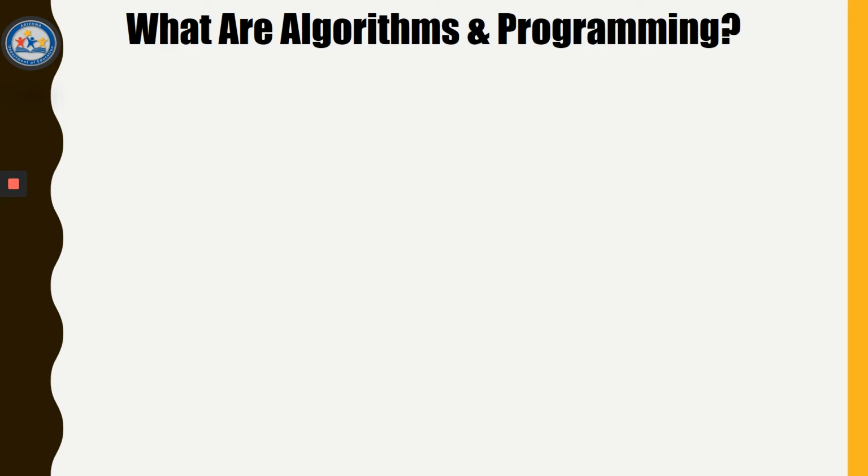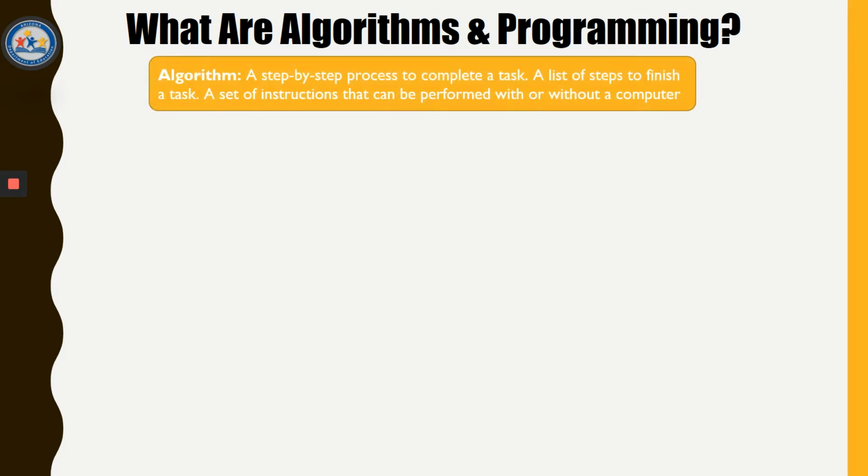So first, a broad overview. What do we mean by algorithms and programming? And first, let's start by talking about algorithms. This definition appears in the glossary of the Arizona Computer Science Standards, and it says an algorithm is a step-by-step process to complete a task, a list of steps to finish a task, a set of instructions that can be performed with or without a computer.